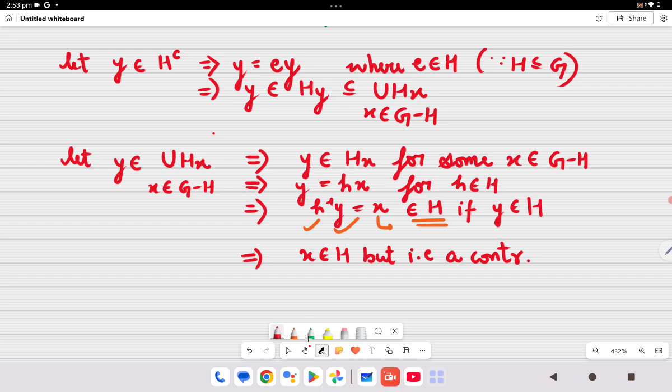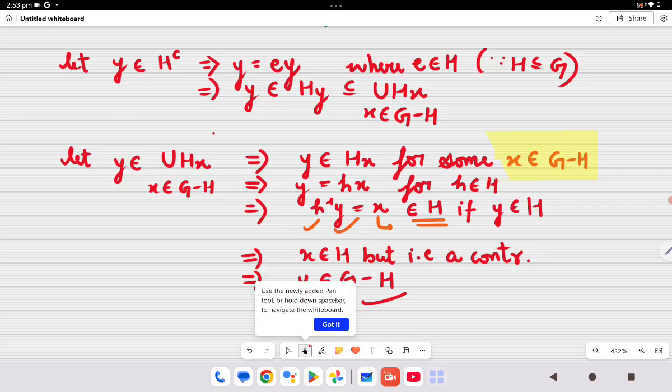Why? Because here we considered that X is in G minus H. So what does this imply? That Y cannot be in H. So Y does not belong to H, or Y belongs to the complement of H. So we are done. If we take any element in the union, then it goes into the complement.